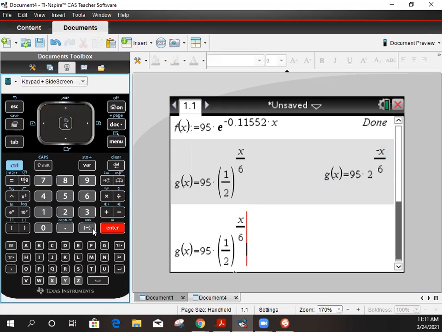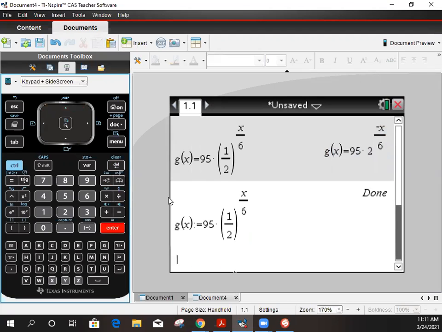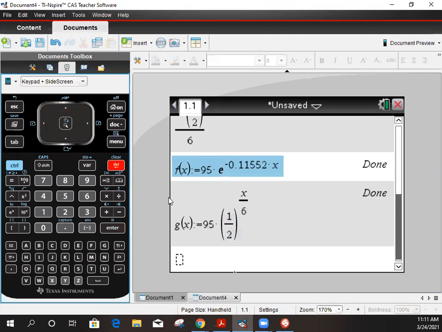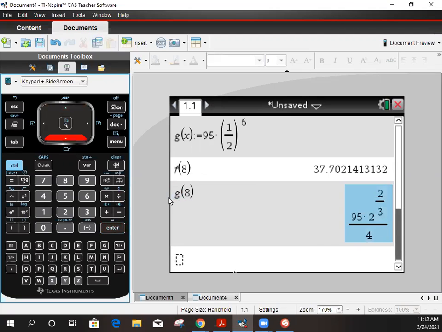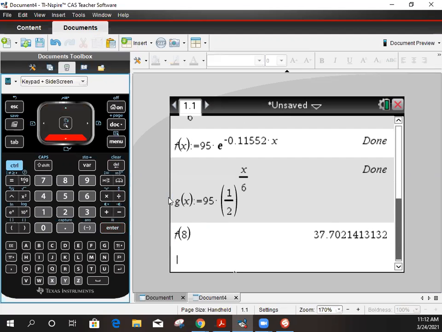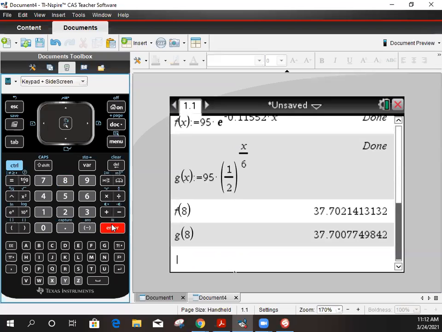That's not what I wanted to do. I have to do colon equals. You should know how to do this stuff on the calculator. I'll erase this. These are both the same exact models. Remember, if we plugged in 8 hours into this one, we got 37.7. If we plug 8 hours into this one, I have to hit control equals, I would get the same value.